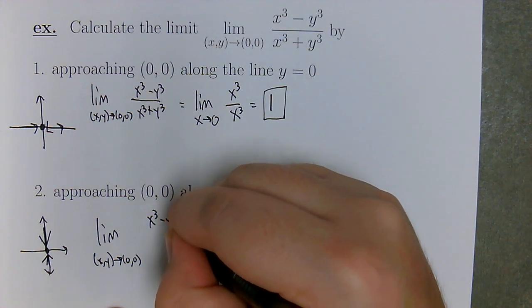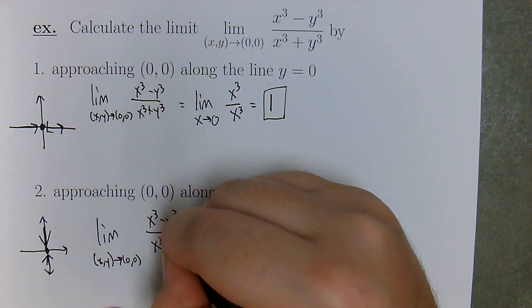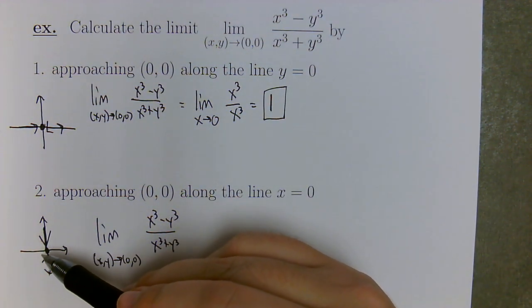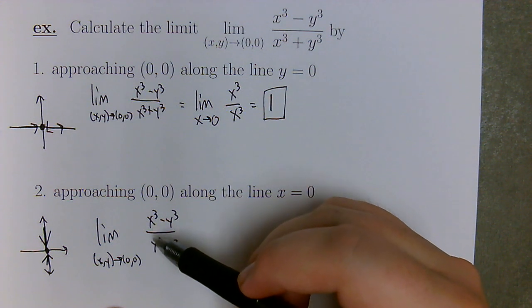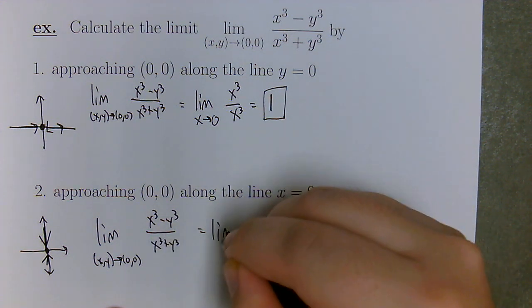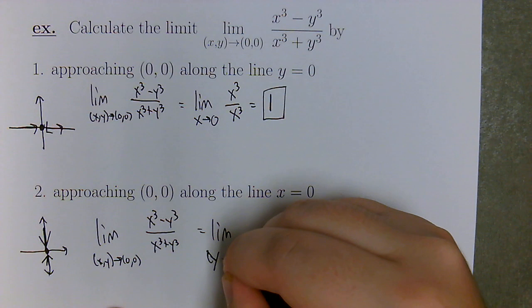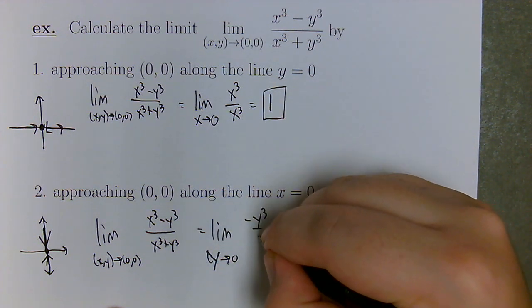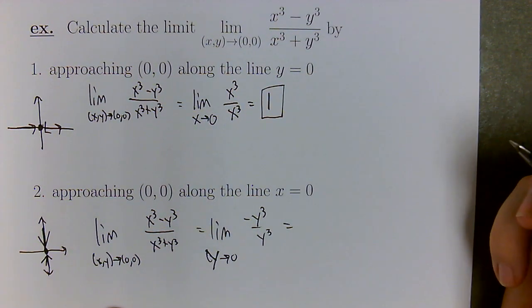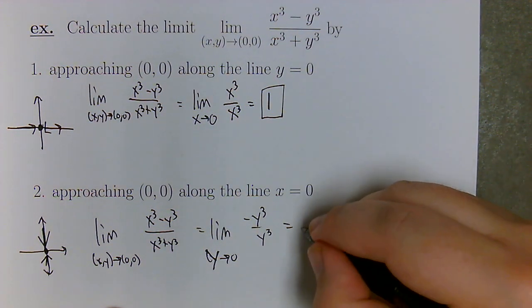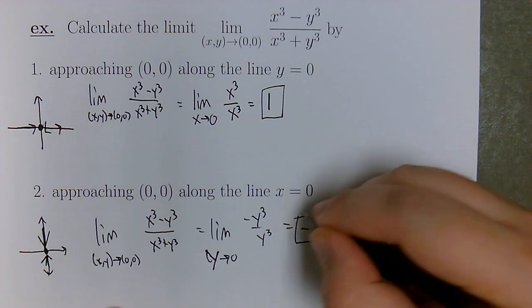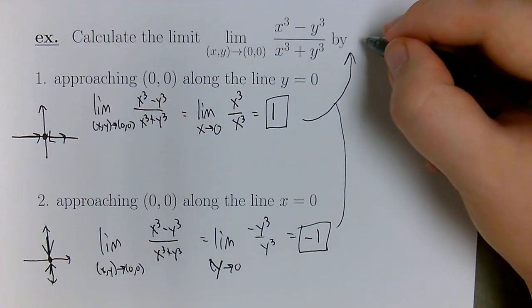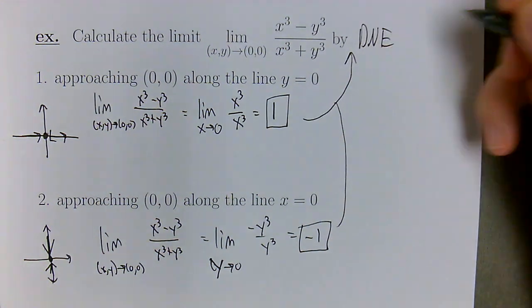So we have our original limit. And now, the whole time we're approaching, we're on the line x equals 0. So we could plug 0 in right here. And we have the limit as y goes to 0, because we already used x, of negative y cubed over y cubed. Now this is also an easy single variable limit, but this time we end up getting negative 1. And because these two aren't equal, that means that this limit does not exist.